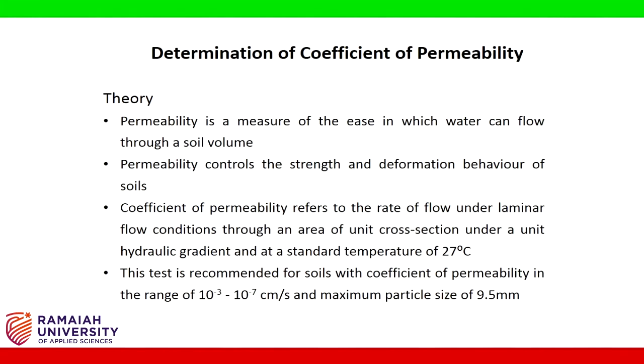Coefficient of permeability refers to the rate of flow under laminar flow conditions through an area of unit cross-section under a unit hydraulic gradient and at a standard temperature of 27 degrees Celsius. This test is recommended for soils with coefficient of permeability in the range of 10⁻³ to 10⁻⁷ cm per second and maximum particle size of 9.5 mm.